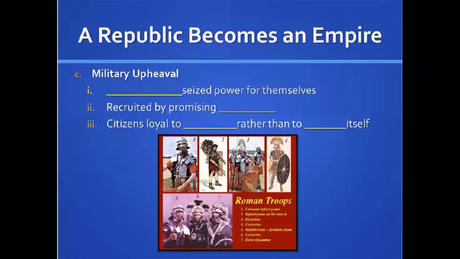Military upheaval. Generals seized power for themselves as time went on. They wanted more power and ended up trying to take control. In order to get soldiers for their cause, these generals recruited by promising land to different people, whether they were the poor or the slaves. They would say, hey, if you work for me, you give your trust in me, I will give you land, which was certainly a big deal back then for a lot of the poor who didn't really have land. Citizens became loyal to the generals rather than Rome itself, which is a big transition. Typically, Romans would be loyal to the city, to the country itself, not to an individual. Because the generals wanted power and were promising something that the city wasn't, the poor and the slaves would take up the generals on their offer for this opportunity to get land.